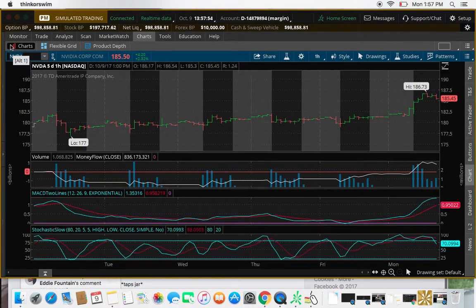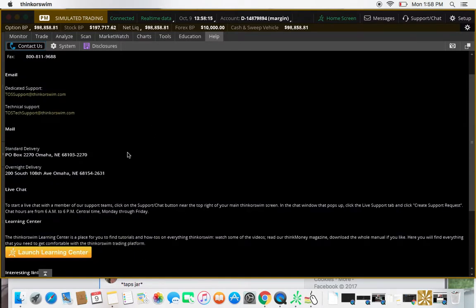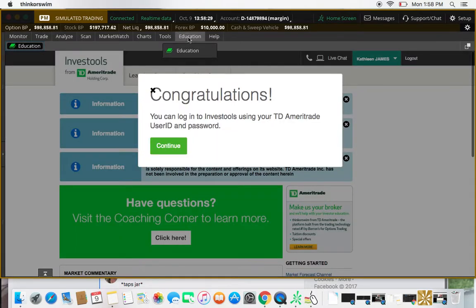Now, in terms of getting some more education on the platform, go up to the top and go to the tab that says Help. It's the last tab. Oh, good, there's phone numbers. There's a button in there that says Learning Center. If you scroll down a little bit, right there, Learning Center video. That takes you to these videos, so you can watch some tutorials. And then we also have the Education tab, which has educational lessons you can take as well. Wow, this is fantastic.